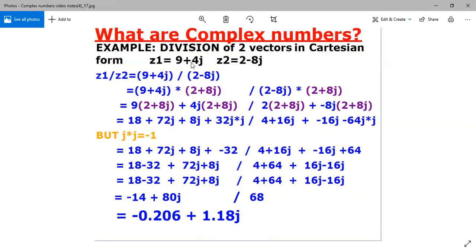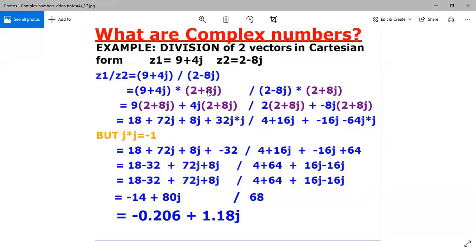So in this example, 9 plus 4j is the numerator, and 2 minus 8j is the denominator. We're dividing these vectors out. What we do is divide both the top and the bottom by the same number so that the ratio is the same, but it has to be the complex conjugate of the denominator so that we get a real number on the denominator. The denominator is 2 minus 8j, so we're multiplying by 2 plus 8j.